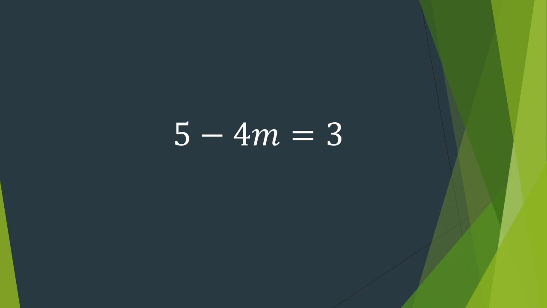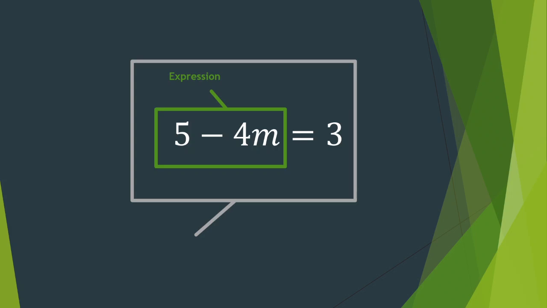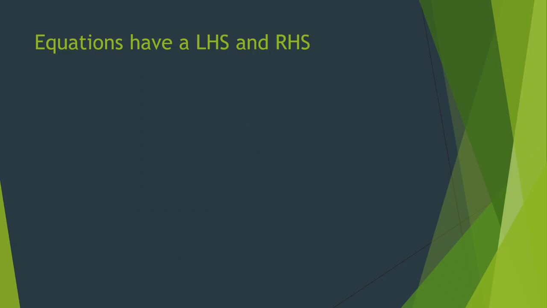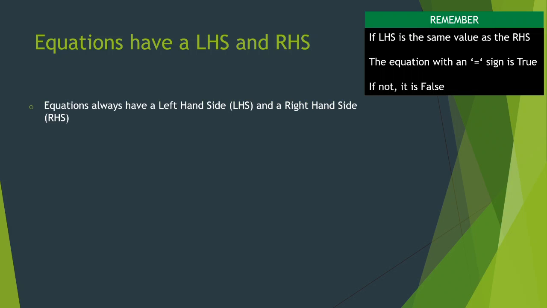Similar to what we learnt last topic, we just need to really remember for this exercise what the difference between an expression and an equation is. So an equation is what we're focusing on, and it includes an equal sign. So an equation has a left-hand side and a right-hand side. If the left-hand side of the equation has the same value as the right-hand side of the equation with an equal sign in the middle, it is a true statement. Otherwise, it is a false statement.